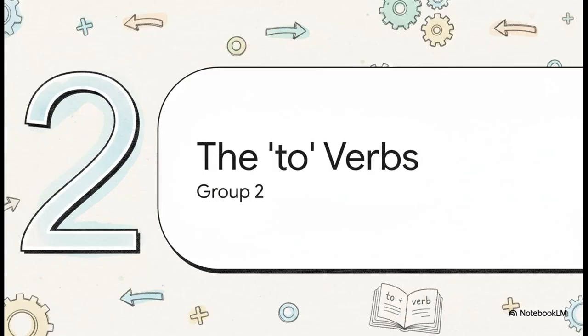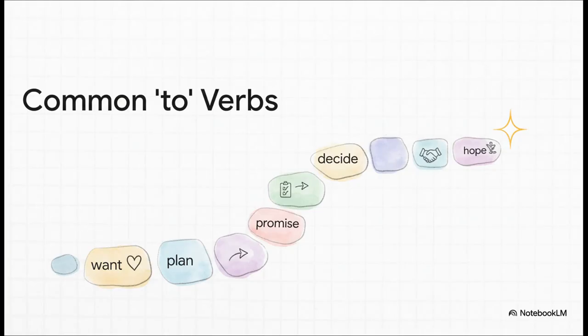All right, let's move on to our second group. These are the verbs that we follow with to plus the verb. You'll notice a lot of these have to do with things we plan for the future, or things we hope for, or decide to do. And here are some super common verbs from this to group. I bet you use these all the time. Want, plan, decide, promise, and hope.